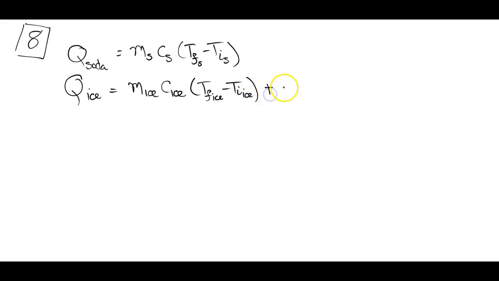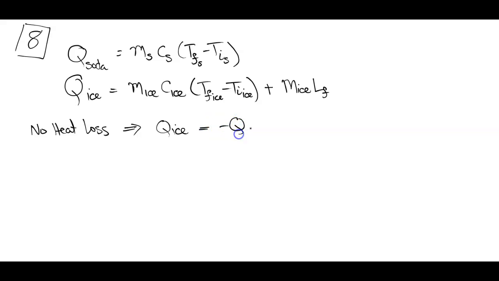But we have to add to that something called the energy for the phase change, which is the mass of the ice times something called the latent heat of fusion for ice. And this is for melting. We're told that we have no heat loss, or we can ignore it. So that means that the energy for the ice has to equal the negative energy associated with the soda.